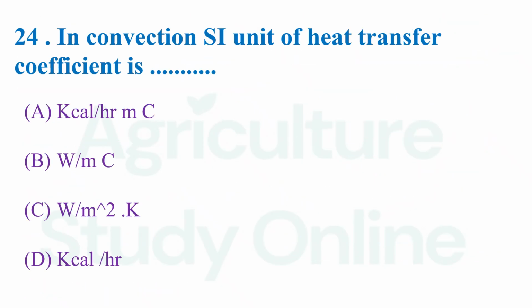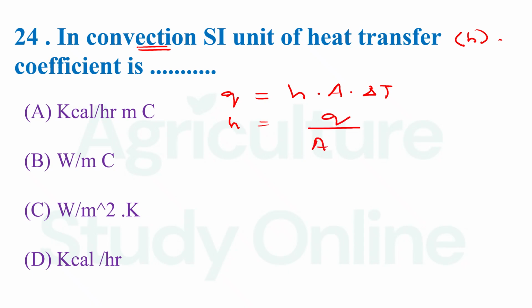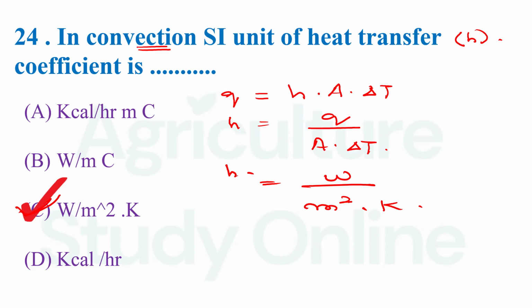Question number 24. In convection, what is the SI unit of the heat transfer coefficient, h? We know that Q equals hAΔT, or h equals Q upon AΔT. That means watt divided by area in meter square and temperature in Kelvin in SI unit. So the correct option should be option C, that means watt per meter square Kelvin.